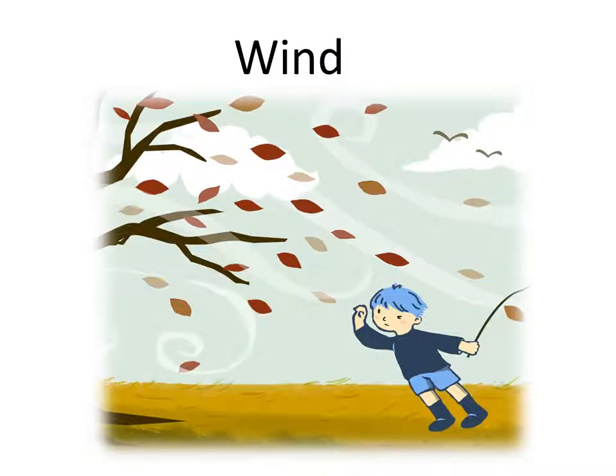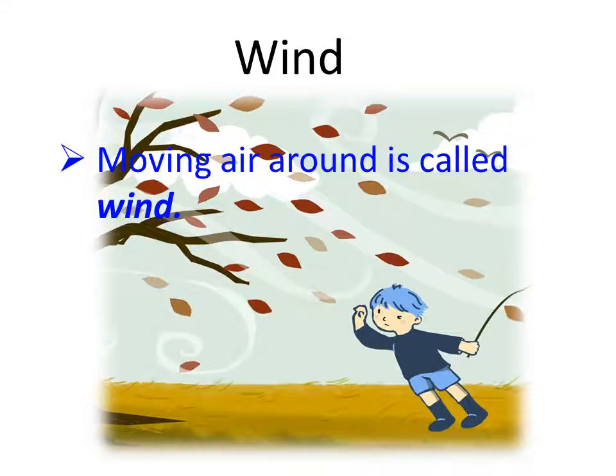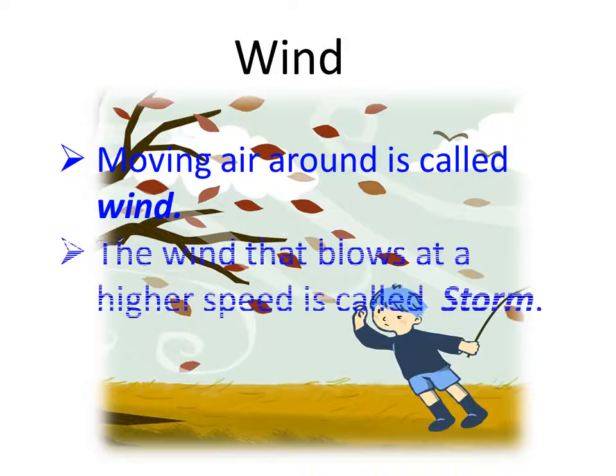Next element of weather is wind. Moving air around is called wind. If the wind blows at a very high speed, that is called a storm. If the wind blows at a lower speed, it is called a breeze.